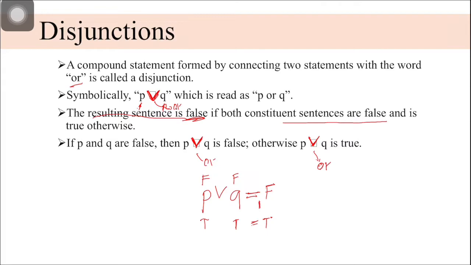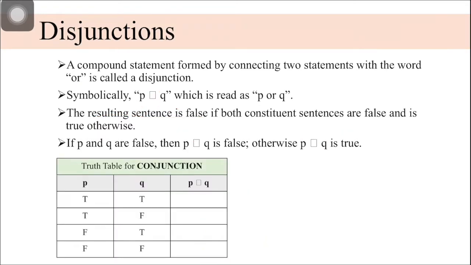Or if your P statement is false and your Q statement is true, then the resulting statement is true. If the P is true and the Q is false, then the resulting sentence is false. So this is the truth table for conjunction.